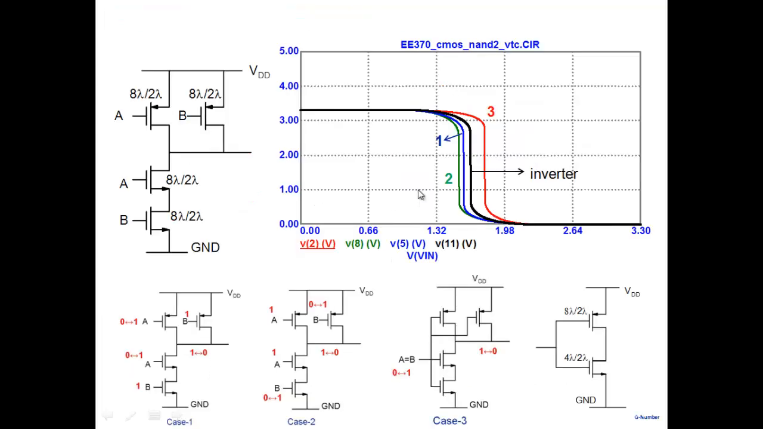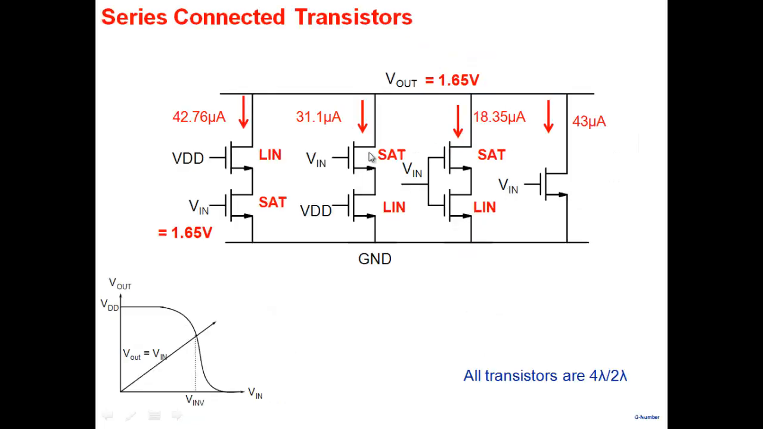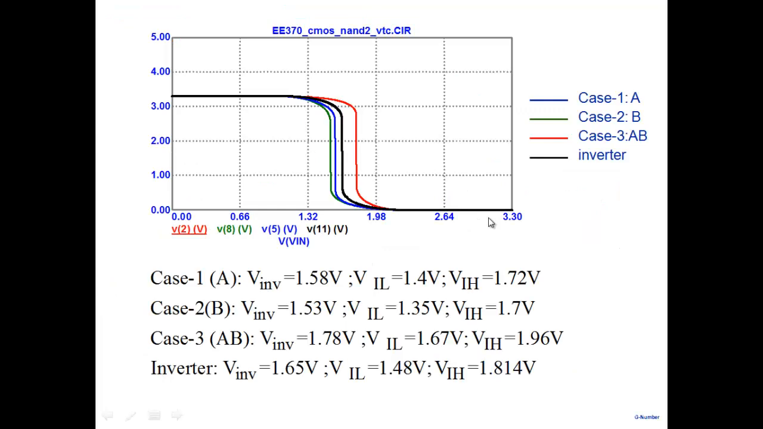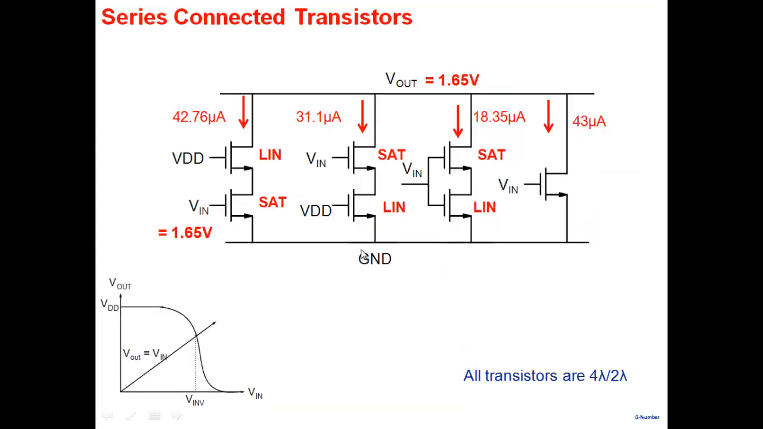But first of all, you should understand why I get these 3 VTCs. Why is this towards the rightmost extreme? Why is this 2 towards the leftmost extreme? Why is 1 somewhere here? You should understand, and these are based on these currents here: which transistors are in linear, which transistors are in saturation. Based on that, you can see why the characteristics are shifted towards the right or the left here. Okay. So that's as far as the VTC is concerned.